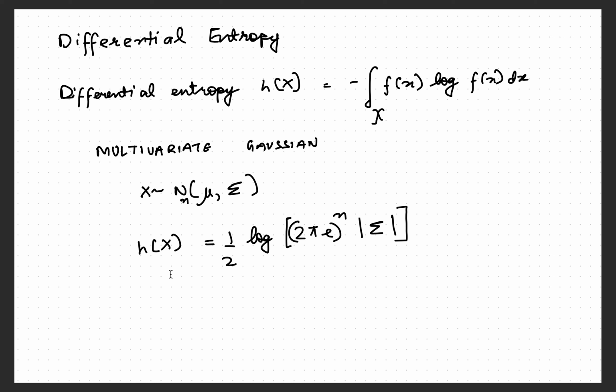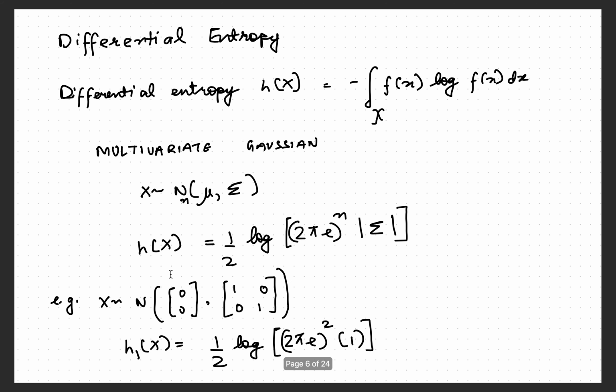Let's try and see some examples of multivariate Gaussians and see what the differential entropy would be. Let's do some calculations for a bivariate Gaussian. We assume the mean vector to be zeros and the covariance matrix to be [1 0; 0 1], so there is no correlation between the two dimensions. We can calculate the entropy as half log of (2 pi e) to the power 2, since we have n equal to 2, and the determinant is 1.